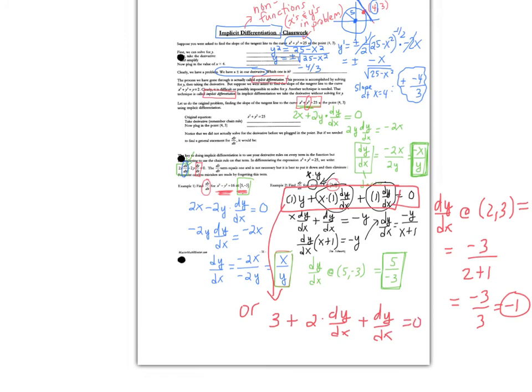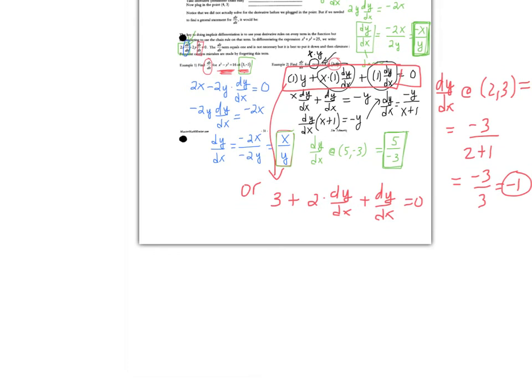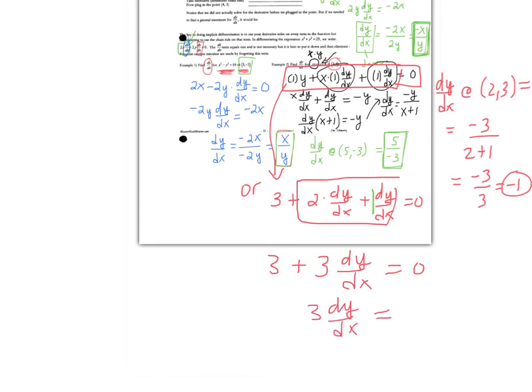So now from there, these are like terms that I can combine. So I have 3 plus, I really have 2 dy/dx's plus 1 more, so that's going to give me 3 dy/dx's equals 0. Well, from there, if I were to solve for dy/dx at that particular point of (2, 3), which I plugged in for, I would get dy/dx equals negative 3 over 3, which is negative 1, which of course matches what we have up there.